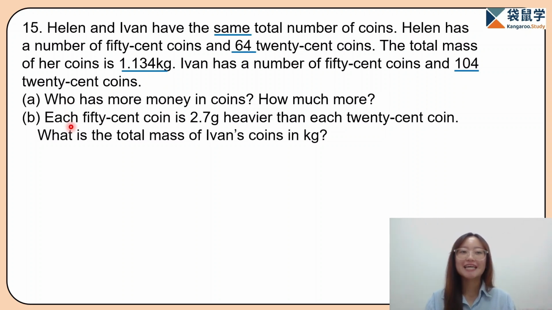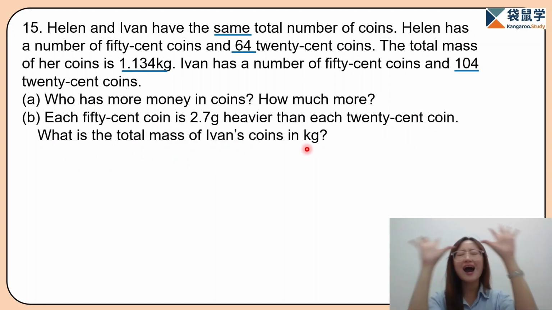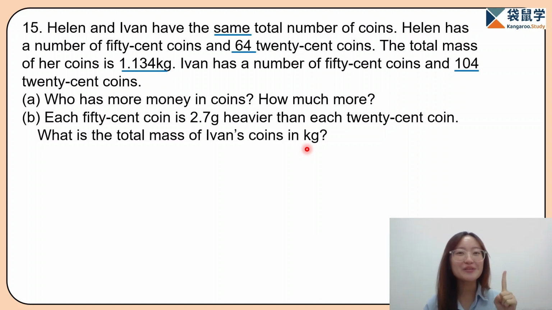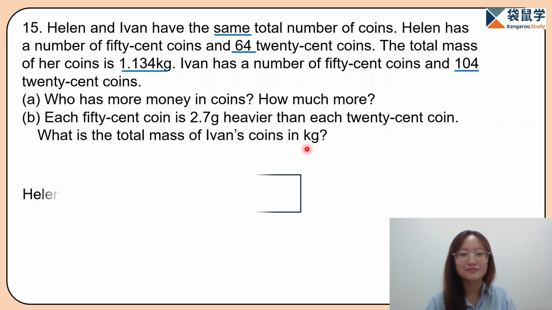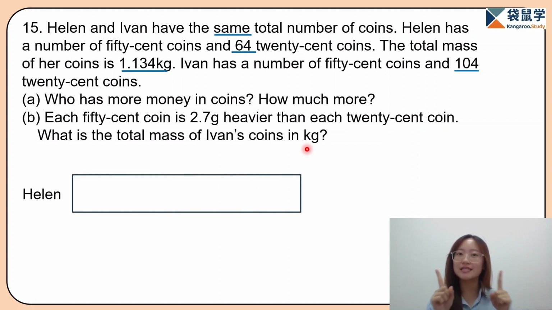Part B says, each 50-cent coin is 2.7 grams heavier than each 20-cent coin. What is the total mass of Ivan's coins in kilograms? So this question gives us a lot of conditions. What is one way that we can visualize all these conditions? With models. So let's begin by drawing Helen's model. If Helen's model is this long, how long will Ivan's model be?